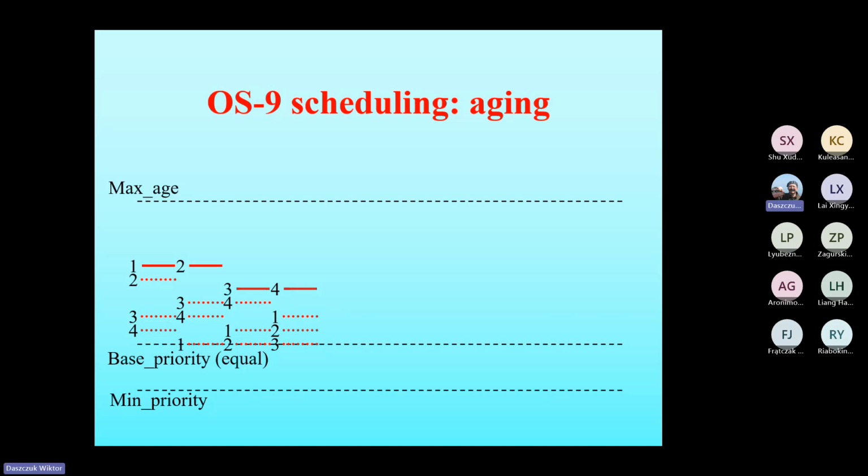If we observe a set of processes, now it's simplified because all processes have equal base priority. Next week, I will show you what happens if they have different base priorities. Thank you for today.